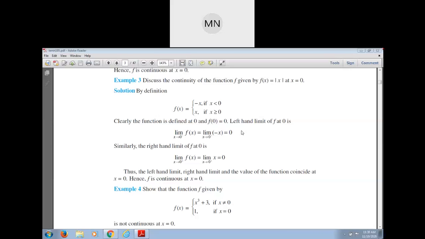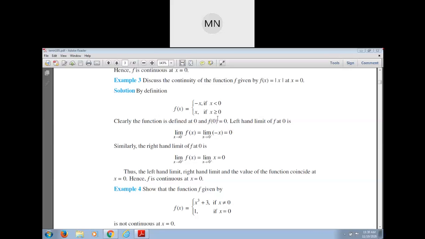And similarly, you have to find the right hand limit. For the right hand limit, you have to find the limit as x tends to 0 plus of f of x. When x tends to 0 plus, that means x approaches 0 from the right side. Then the functional value, see the definition, is positive x. So the limit as x tends to 0 plus of x has value 0. And see that here the left hand limit and right hand limit are both equal.